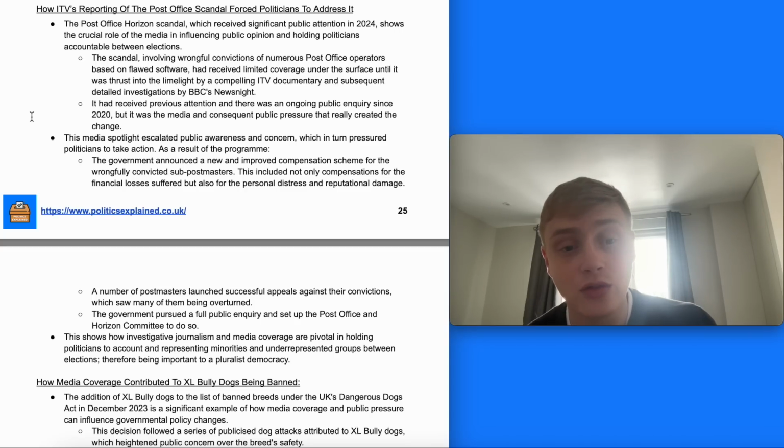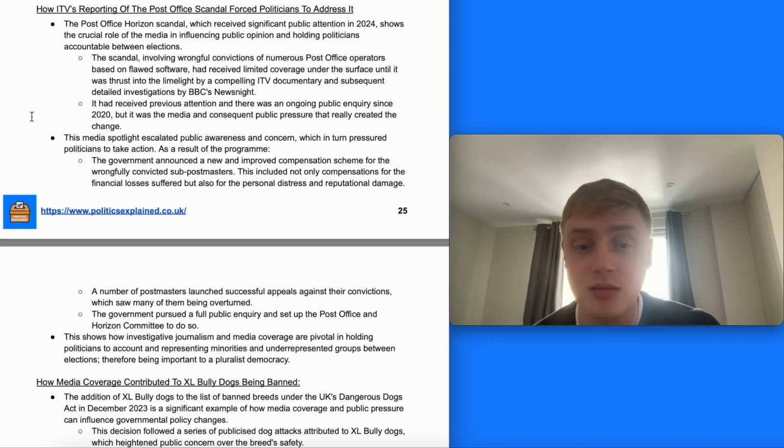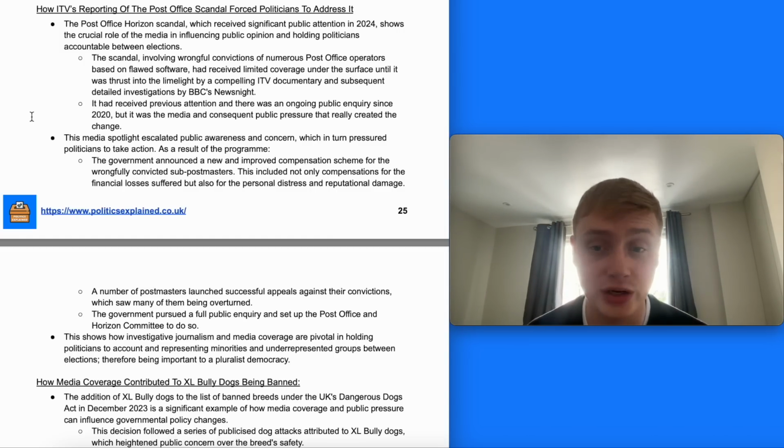It also saw the government launching a new kind of public inquiry in relation to it, and set up the Post Office and Horizon Committee to do so. And that really shows how investigative journalism and the media are pivotal in holding the government to account between elections, representing minorities and underrepresented groups, and can be seen as important to a pluralist democracy. And crucially, it shows how the media can have a big impact in UK politics, especially between elections.